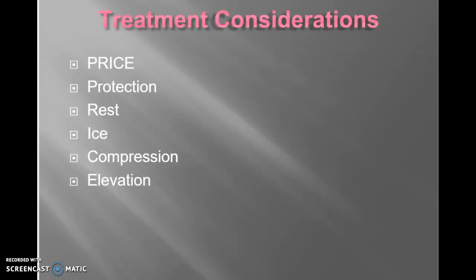Treatment considerations. PRICE, which is protection. You're going to protect the area either by a splint or maybe a wrap. They will be resting. We're going to remove them from activity. We will be icing appropriately using compression, some sort of a wrap to hold the ice in place and give the structure compression. And we will elevate the injury as able to do.